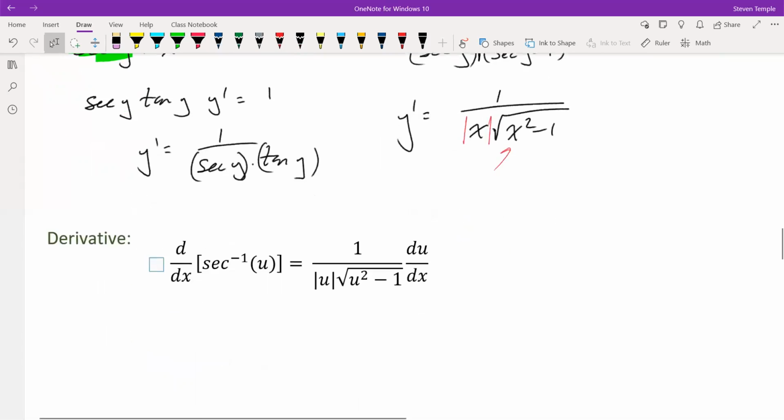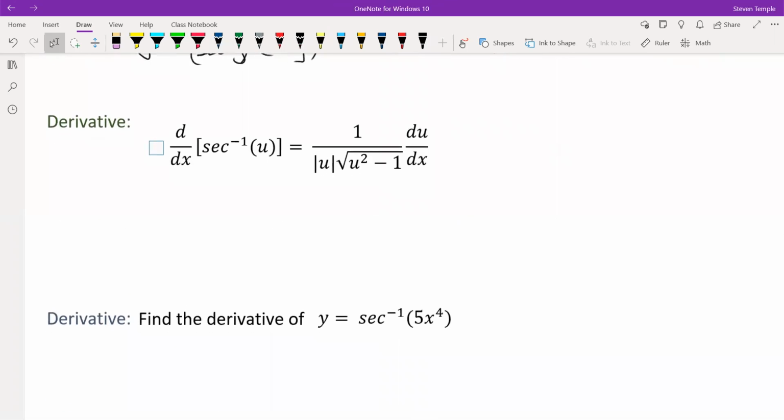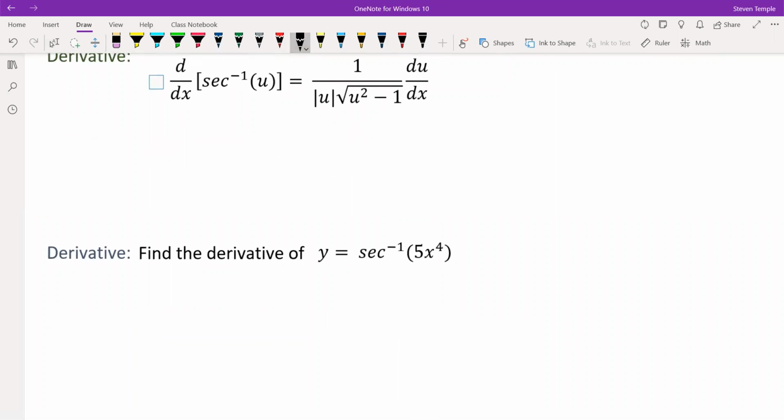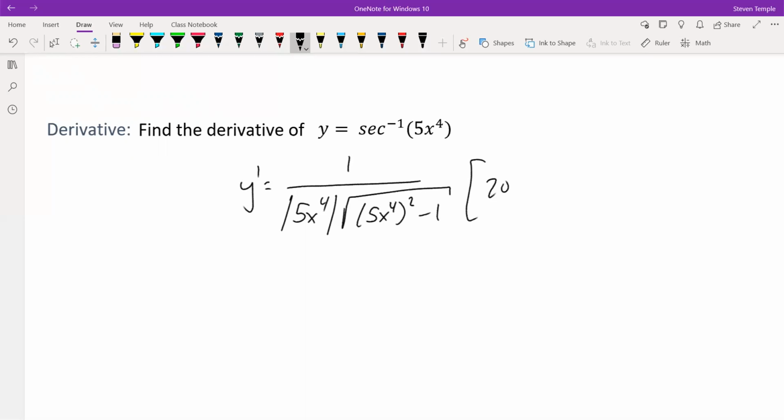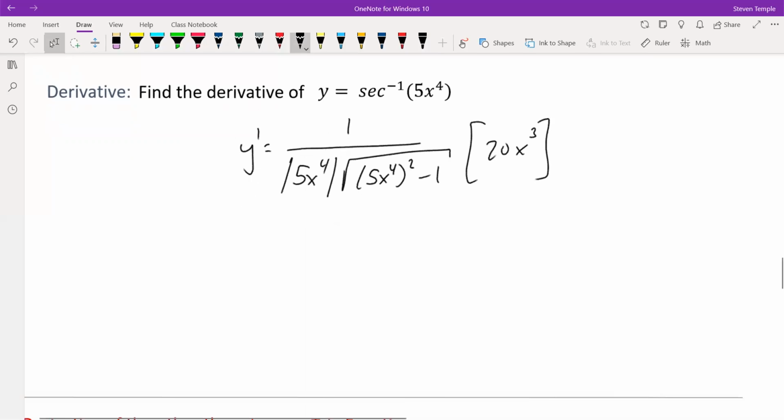So again, this is the derivative of inverse secant. Here is the example. Y prime, inverse secant of 5x to the fourth. Again, this is just something you're going to have to memorize. It's going to be 1 over, our inside is 5x to the fourth, square root, the u, or the inside, squared, minus 1, times the derivative of the inside, which is 20x to the third. Okay, I'm going to go ahead and simplify a little bit here.